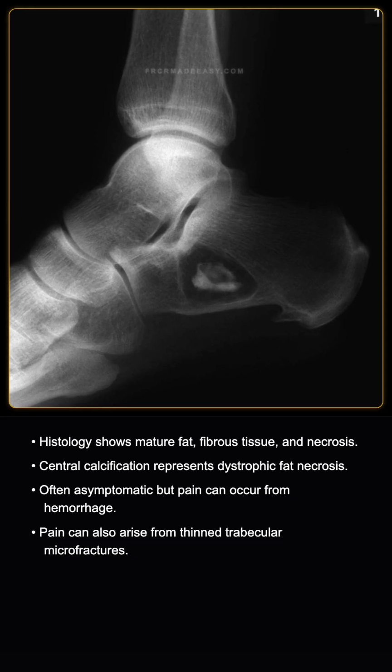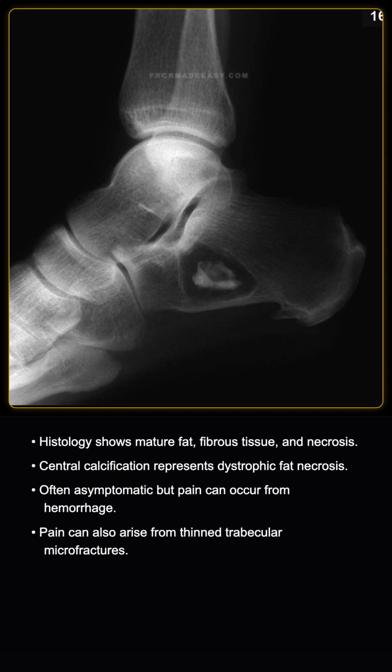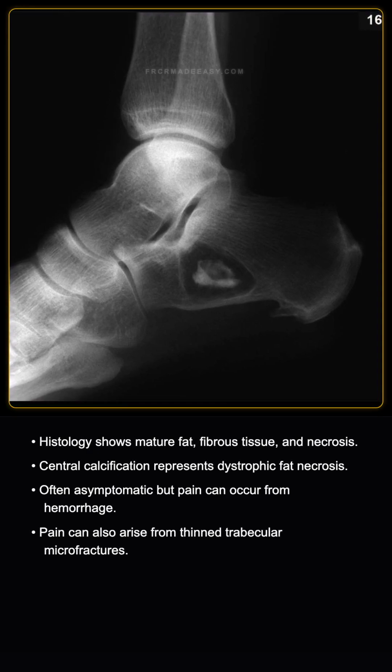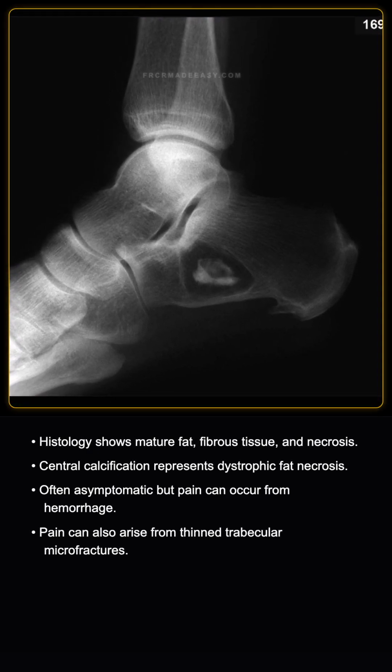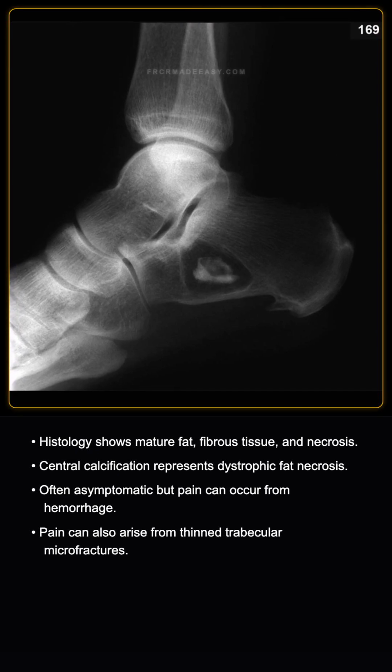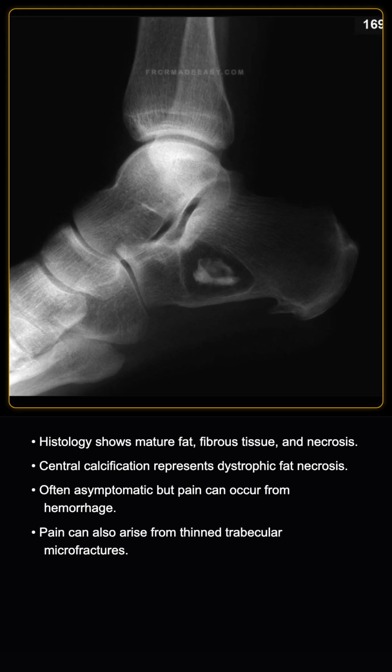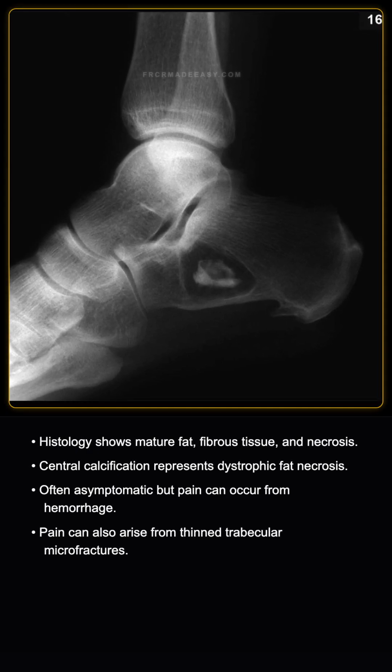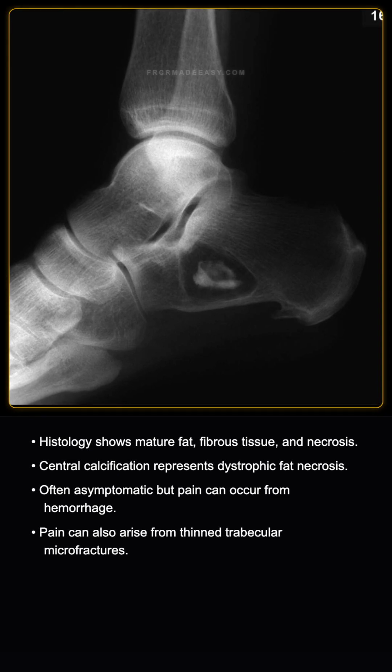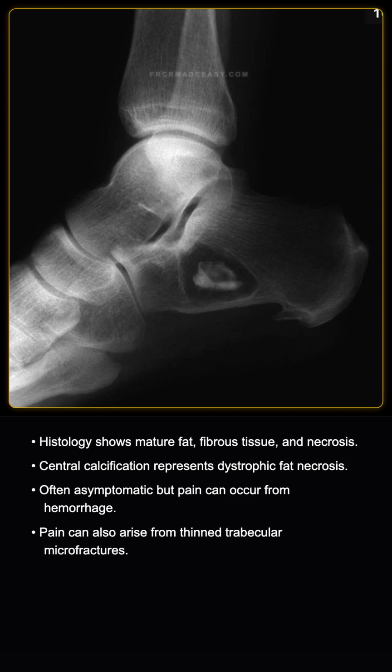Histologically, these lesions consist of mature adipose tissue interspersed with varying degrees of fibrous tissue, myxoid degeneration, bone trabeculae, and fat necrosis. The central calcification corresponds to areas of ischemic fat necrosis and subsequent dystrophic calcification. Although the majority of intraosseous lipomas are asymptomatic incidental findings, they can become painful due to expanding fat necrosis, intralesional hemorrhage, or microfractures in the surrounding thin trabeculae.